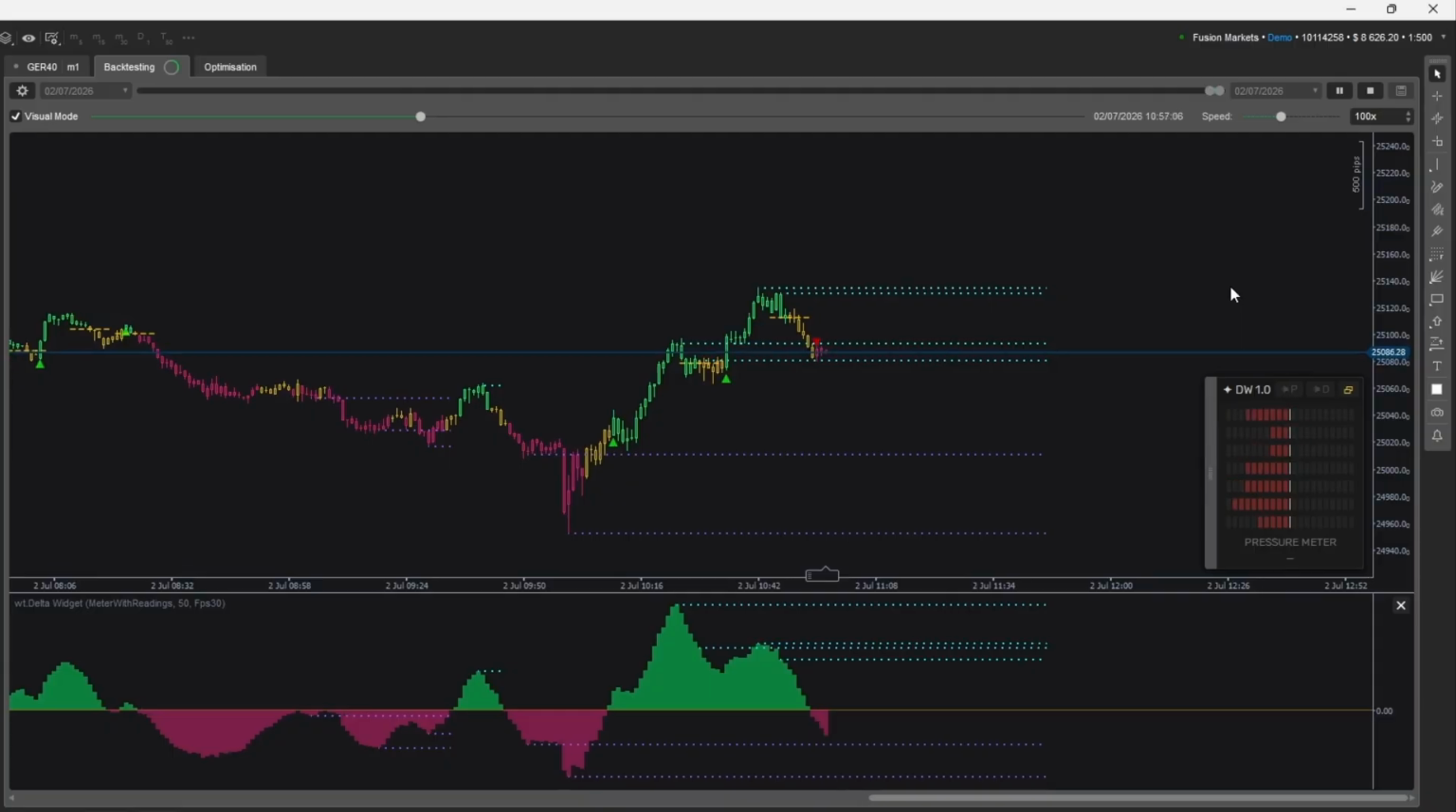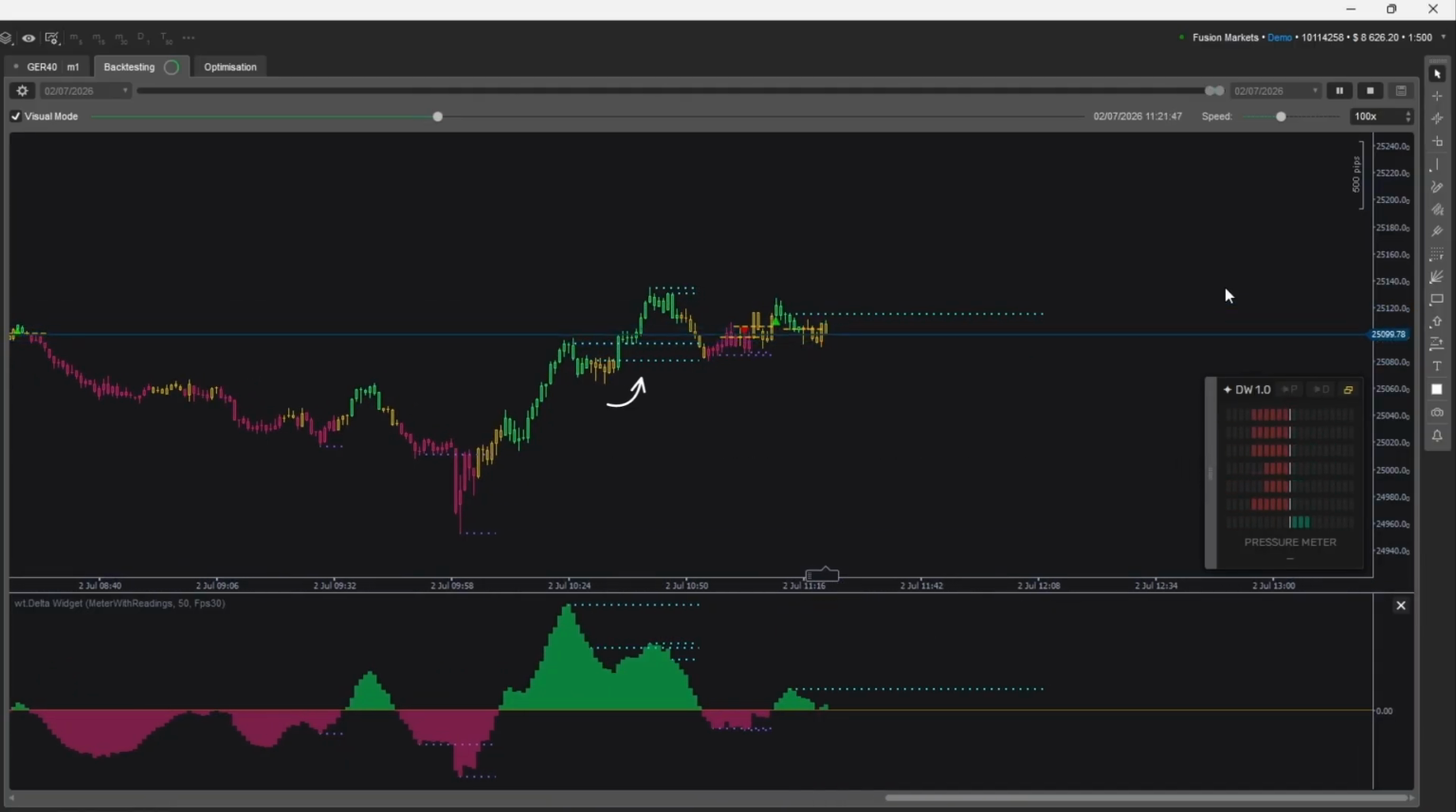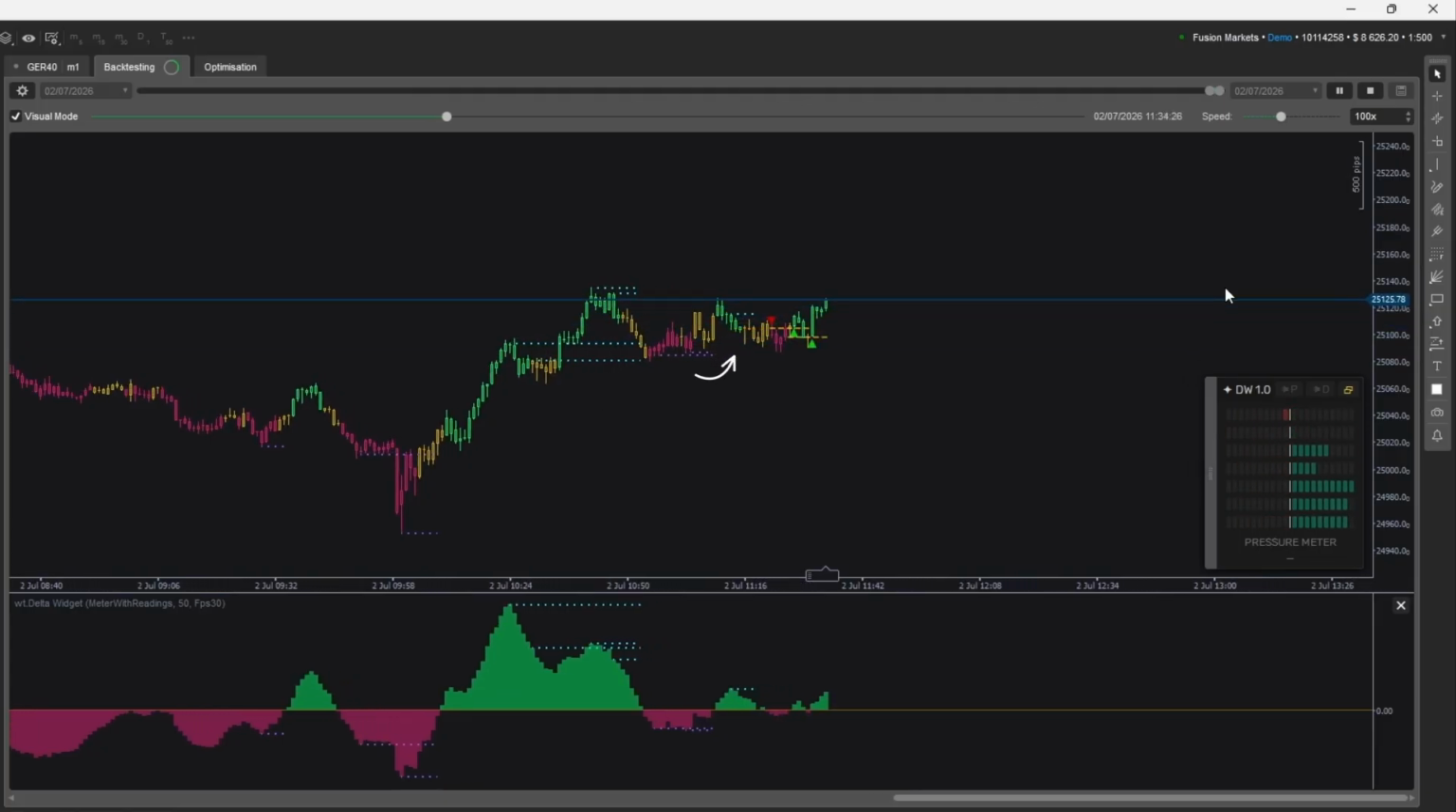Here we could frame a couple of long trades with a trend continuation idea in these areas, and then manage the positions based on the new indicator readings.